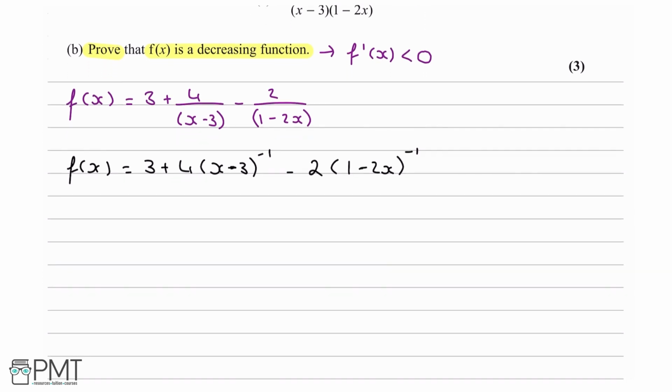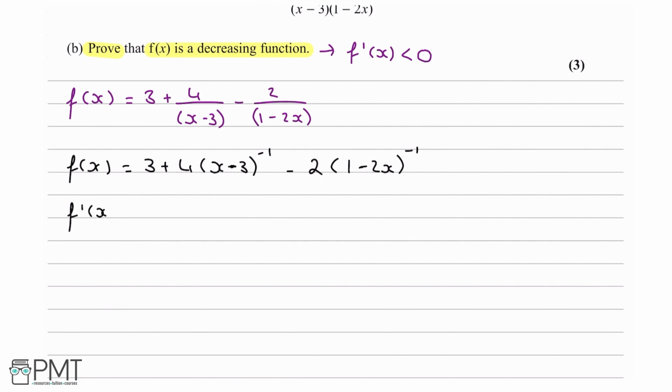Now, what we can say is the derivative of f(x) equals the derivative of 3 with respect to x, which is 0. Now, 4 times (x minus 3) to the power of minus 1. If you were to take a u substitution, say u equals x minus 3, du by dx equals 1, so that doesn't change. The minus 1 comes down as a power, so it's going to be minus 4, because we've got the 1 from the du by dx, so that doesn't change, times (x minus 3) to the minus 2.